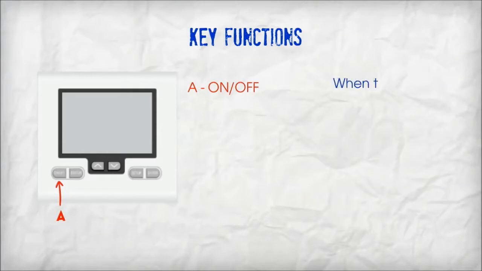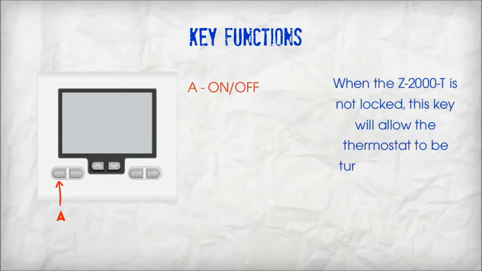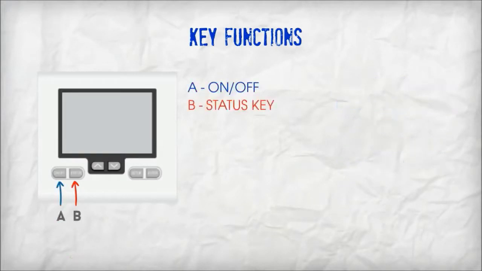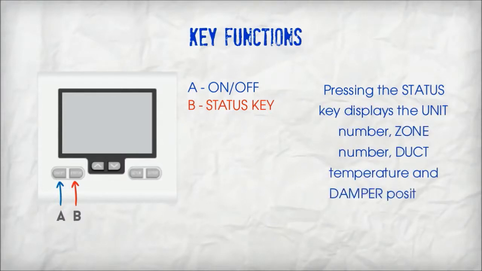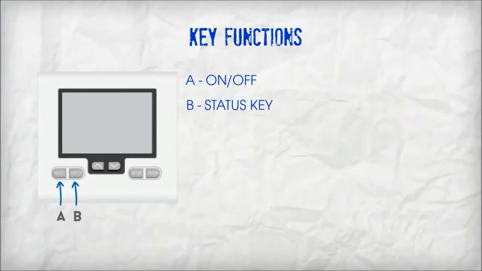Key A on or off. When the Z-2000-T is not locked, this key will allow the thermostat to be turned on or off. Key B status. Pressing the status key displays the unit number, zone number, duct temperature, and damper position.